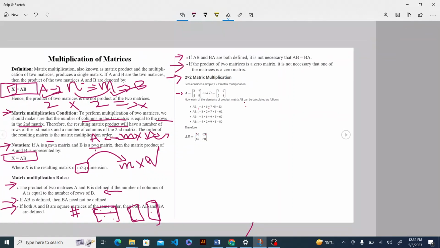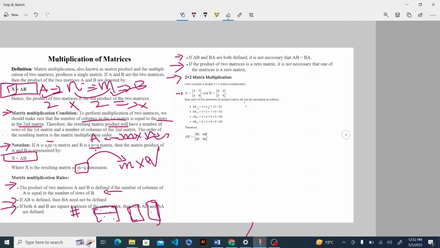First of all, what we saw, we started from the definition of multiplication of matrices. Then we saw the condition for multiplication. The condition was that the number of columns of the first matrix should be equal to the number of rows of the second matrix, so that the matrices can be multiplied. Otherwise matrices will not be multiplied to each other.